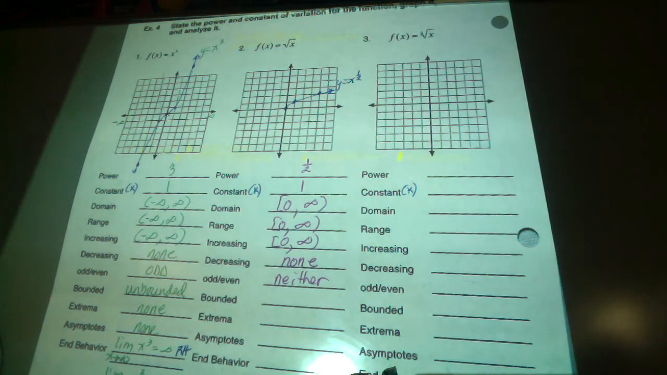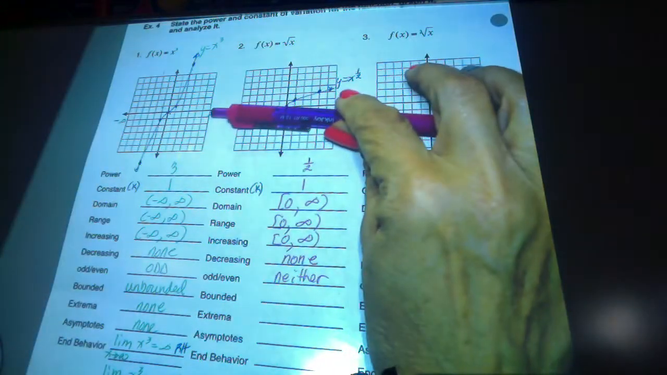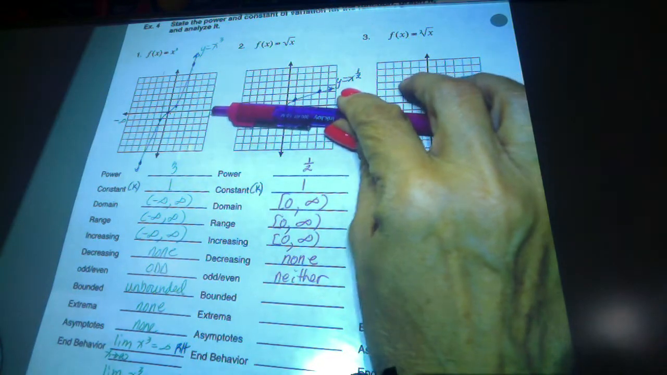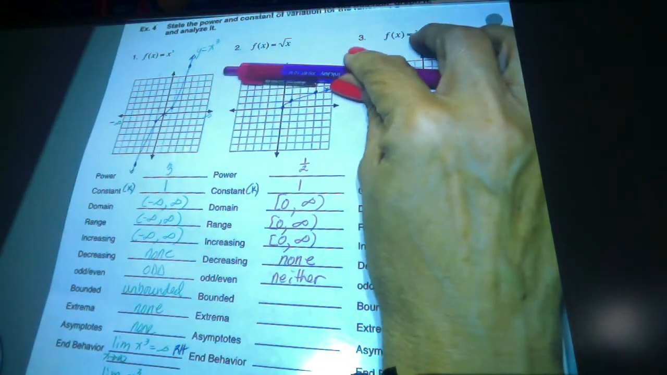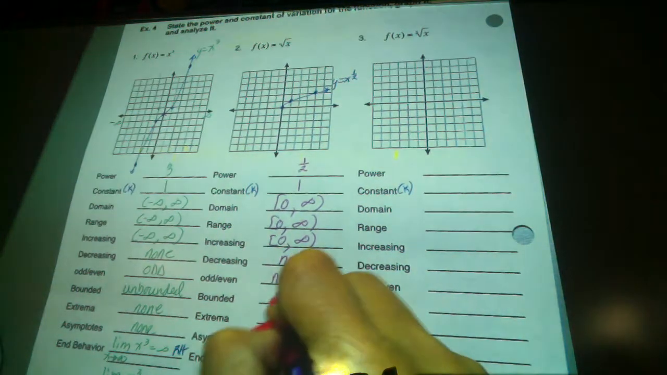Is it bounded? Does it have a definite bottom of the graph? Yes, where at? Right here at 0, 0. So it is below, at the bottom, isn't it? Do I have a definite top? No, because it keeps getting higher and higher and higher. So this is bounded below.